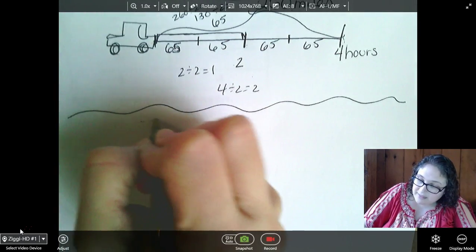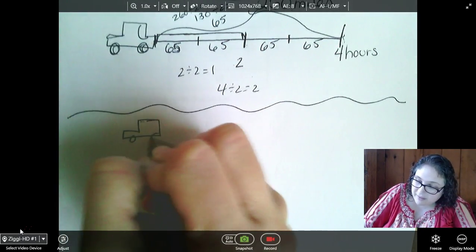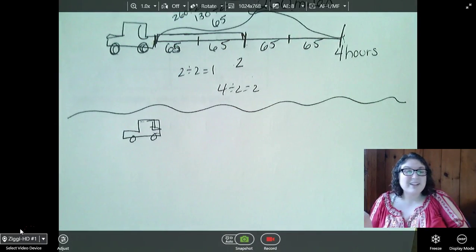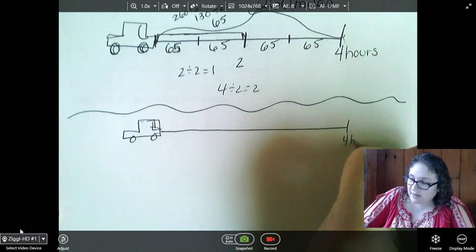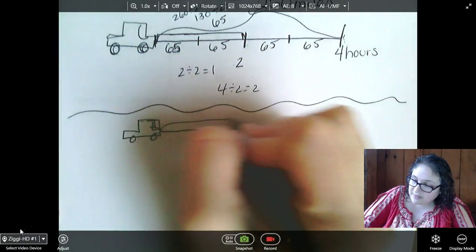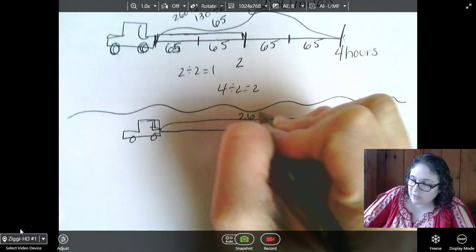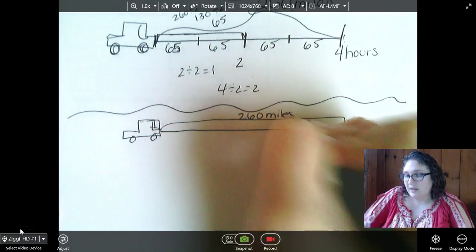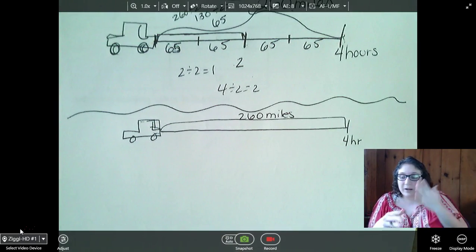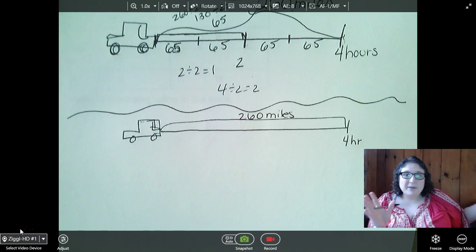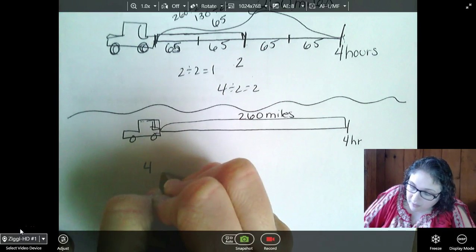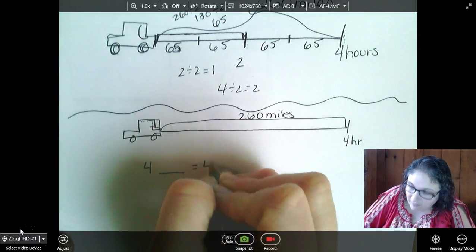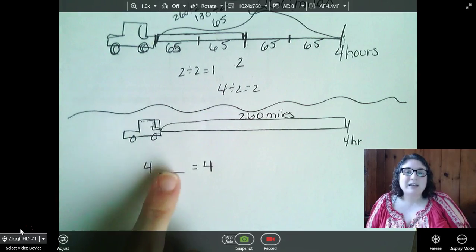Let's say instead of breaking up in parts like that, here's our pickup truck. I guess I like trucks today. Here, we still have our path. We still know it's 4 hours. And we know that this entire distance is 260 miles. Another way to think of it is, well, 260 miles is 4. I'm trying to get from 4 to 1. Well, how do I get from 4 to 1? 4 something 4. What do I have to put here?